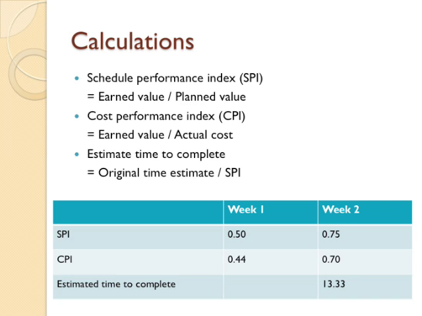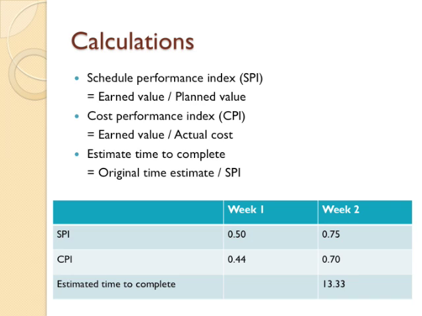The schedule performance index is calculated by dividing earned value by planned value. The ratio can be used to project time overruns. Here, the SPI is 50% in week 1 and 75% in week 2. The cost performance index is calculated by dividing earned value by actual cost. This ratio can be used to project cost overruns. Here, the CPI is 44% in week 1 and 70% in week 2.